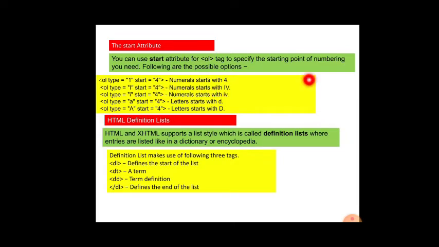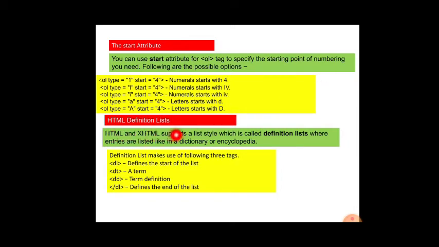So OL type is equal to Roman numeral I, start is equal to 4. That is, it should start from Roman numeral IV, V, VI, VII like that. It should not start from Roman numeral I. Hope you understood this: what is the difference between the start attribute and the type attribute?